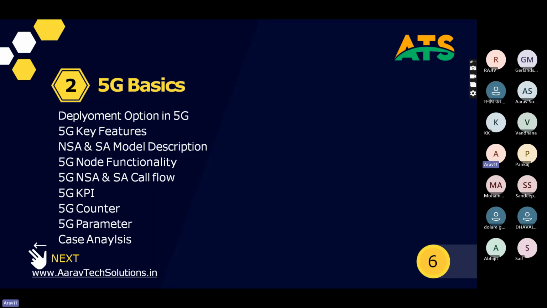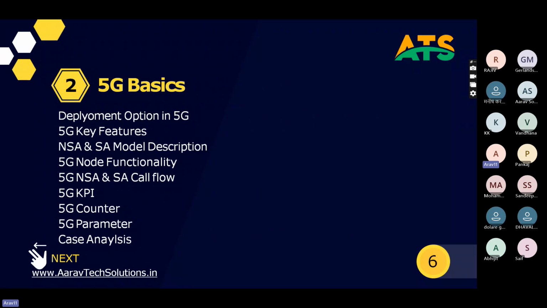We are going to discuss the 5G architecture. In the 5G architecture, there are different nodes, and they have different functionality. So we will discuss the 5G nodes and functionality, what the interfaces between the nodes are, and what the function of the interfaces is. We will discuss 5G NSA and SA also.